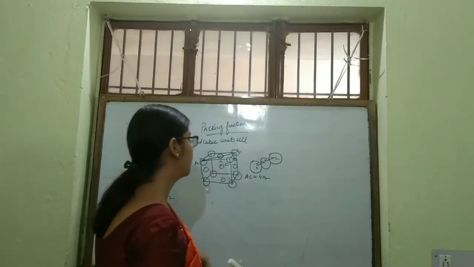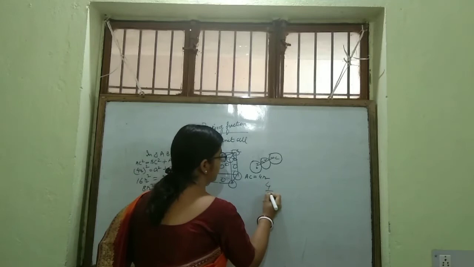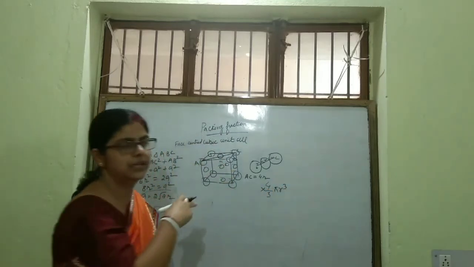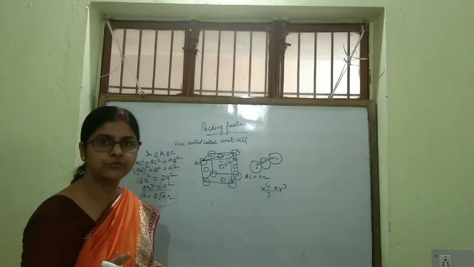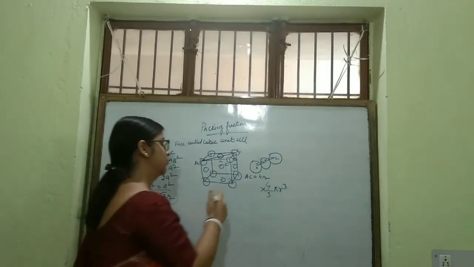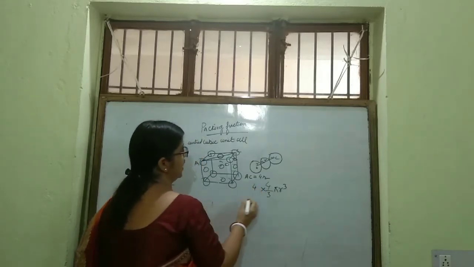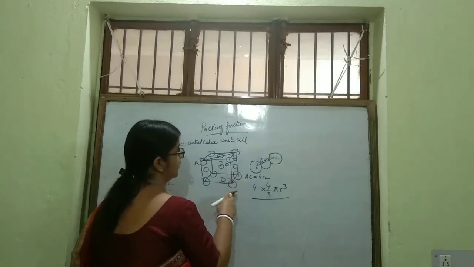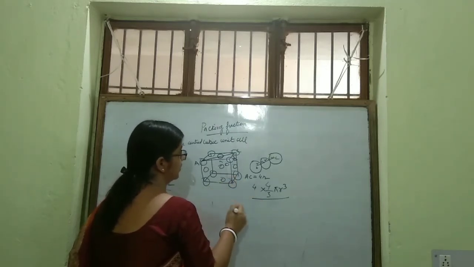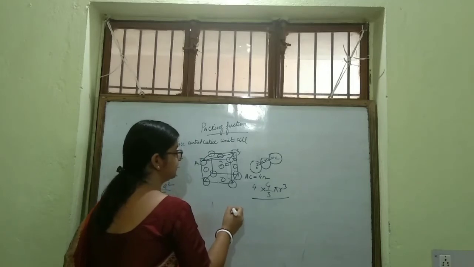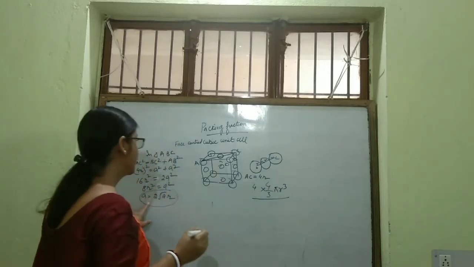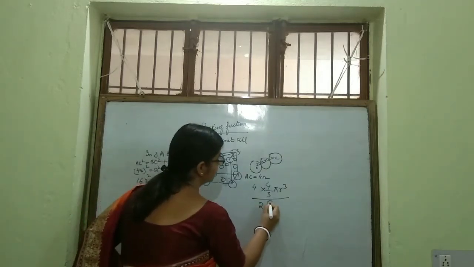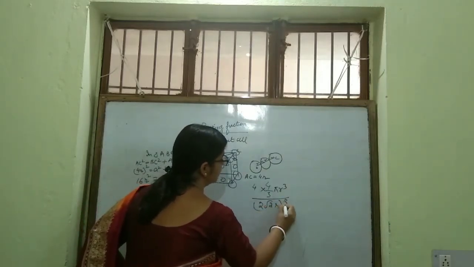So, here volume of the sphere is 4/3 πr³, we all know. But how many spheres are there in FCC? In FCC there are 4 spheres. So, 4 into 4/3 πr³ divided by volume of the cube. Volume of cube will be a³, and for this a in terms of r we will write (2√2 r)³ into 100.